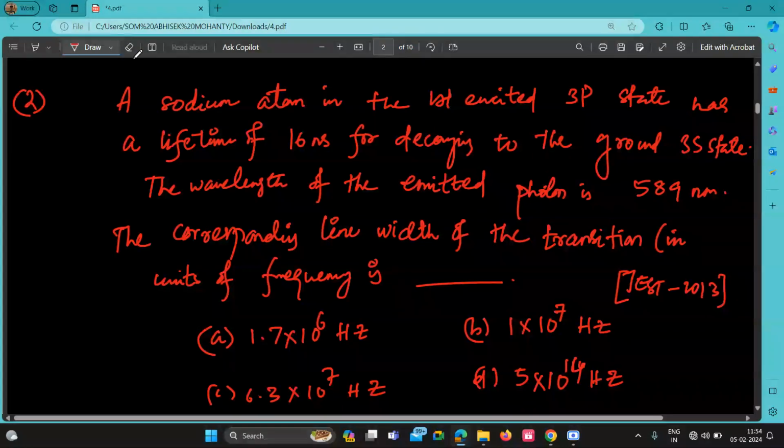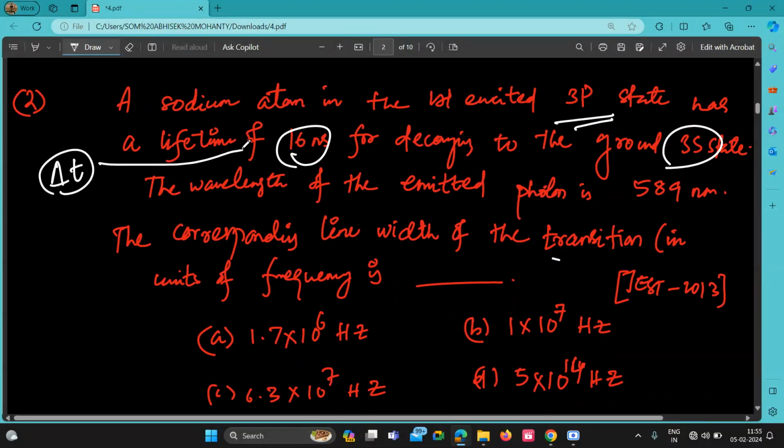A sodium atom in the first excited 3p state has a lifetime of 16 nanosecond for decaying to the ground 3s state. Okay, lifetime, that means del t is given. Del t is 16 nanosecond. The wavelength of the emitted photon is 589 nanometer. So the corresponding line width in terms of frequency, line width, that means del nu we have to find.